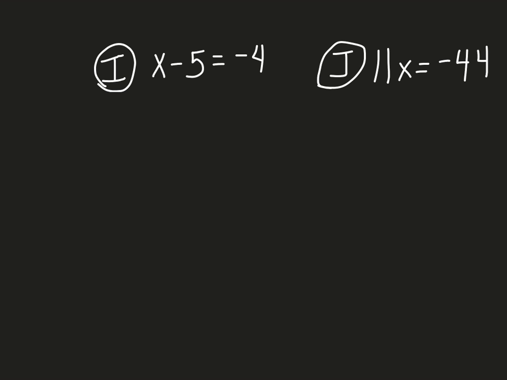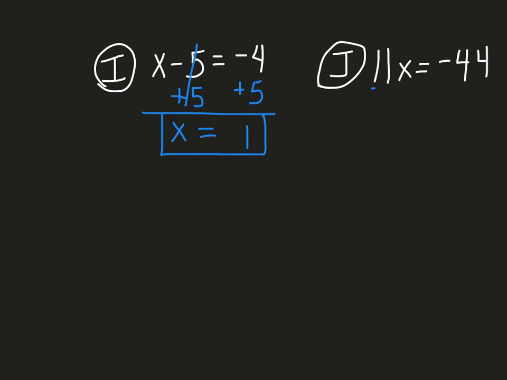All right, letter I is x minus 5 equals negative 4. So if you are subtracting 5, the opposite of that is adding 5. So I add 5 here, add 5 here. So x equals, now do I have like signs or unlike signs? I have unlike signs, so I'm going to subtract and take the sign of the higher number, which I have more positives than I do negatives. So the answer is positive 1.